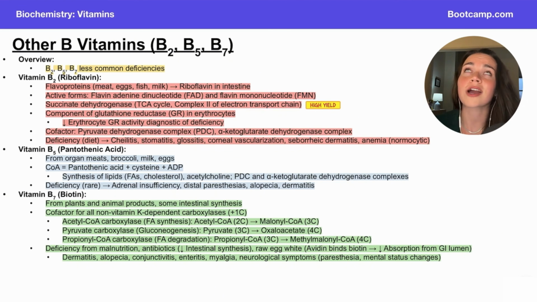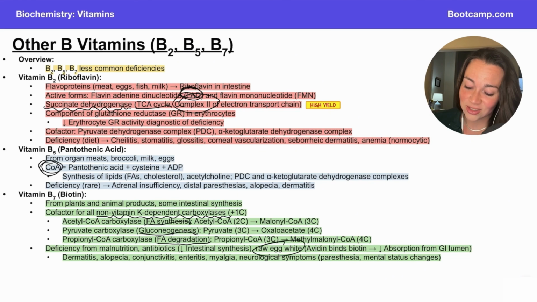So let's wrap this up. We've been talking about some of the more forgotten B vitamins, forgotten because their deficiencies are just less common. The big thing to remember about vitamin B2 was that one of its active forms was FAD, which played a heavy role with succinate dehydrogenase in the TCA cycle, as well as its function as complex 2 in the electron transport chain. Vitamin B5 was important because it was one of the constituent components of CoA, which we see everywhere across our metabolism map. And vitamin B7, or biotin, was important because of its involvement in the non-vitamin K-dependent carboxylase reactions. We found examples in fatty acid synthesis, gluconeogenesis, and fatty acid degradation, as well as our tidbit that raw egg white can cause a biotin deficiency.